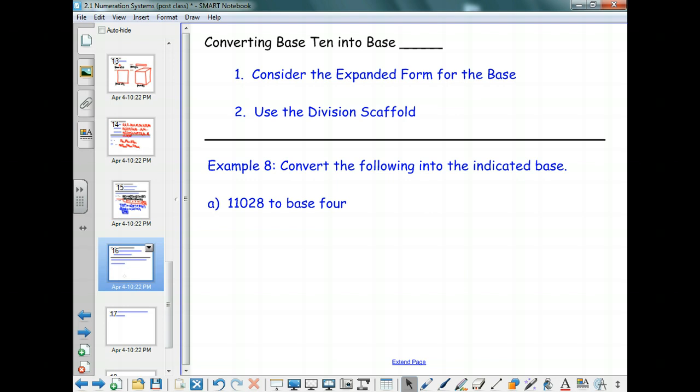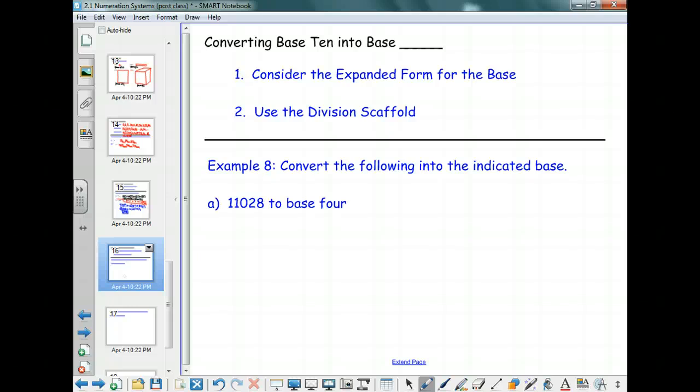This is going to be turning base 10 into something else. Consider the expanded form for the base, which we'll talk about, and then we're going to use the division scaffold. The division scaffold is a wonderful tool that your book uses, and the contemporary math book, for those of you who've taken it, doesn't do this. But once I saw that this book showed this method, I thought it was so wonderful. I'm putting it in that class now because it works so much nicer. So if you've taken contemporary math, you probably haven't seen this, even so you may have last semester, I don't know, depending on if you had me or not.